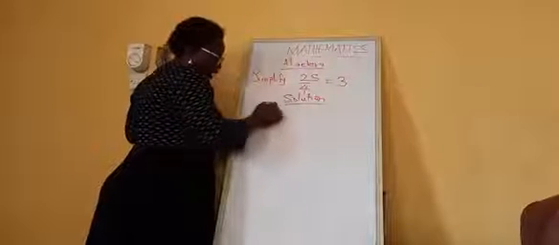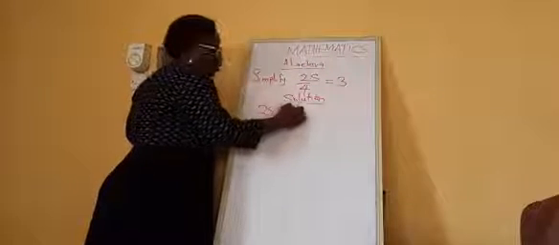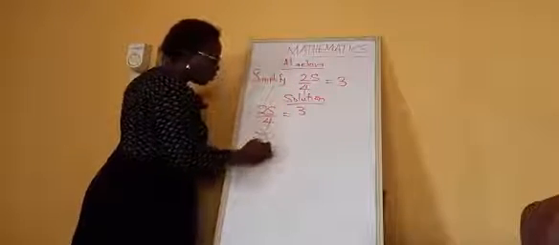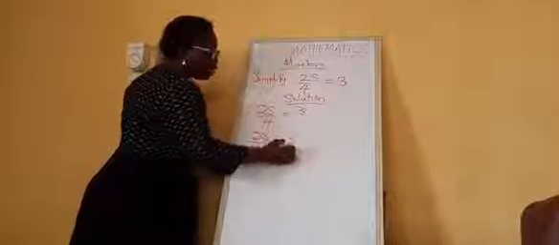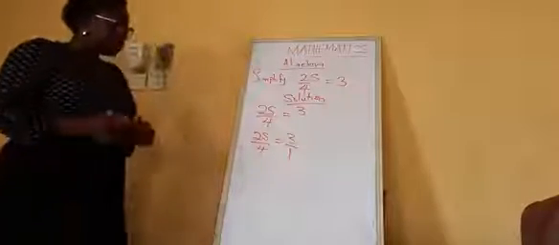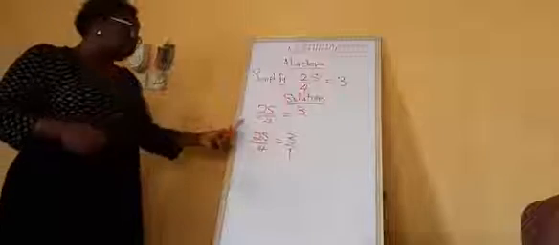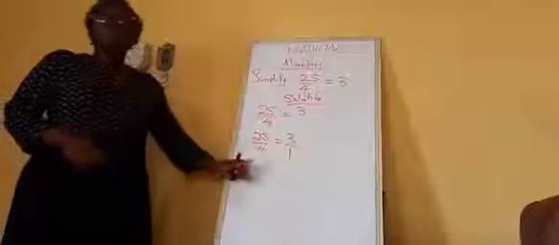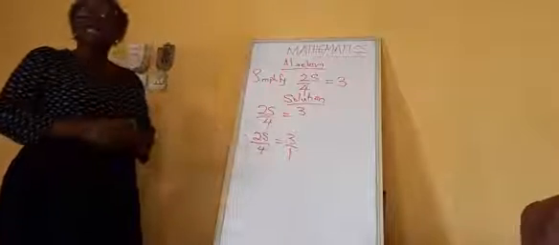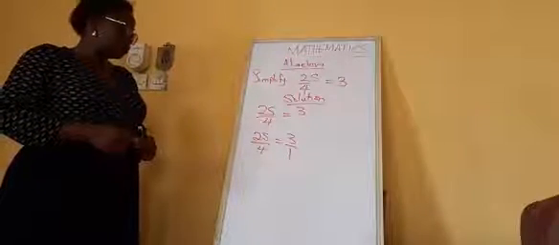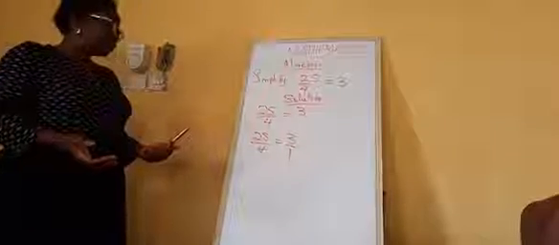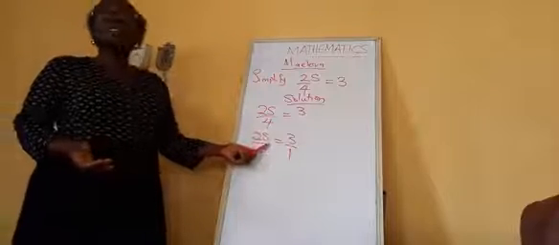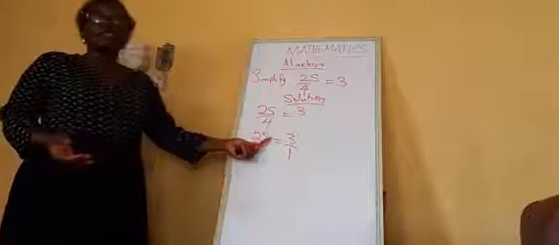You have 2x over 4 is equal to 3. That's the question. Now you write it: 2x over 4 is equal to 3 over 1, balance it. We have many methods to solve this particular equation. So how are you going to solve it? You can cross multiply because x is missing and you want to find the value for x.